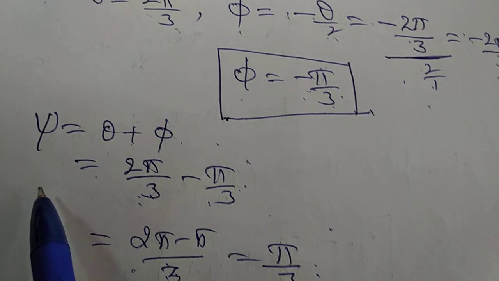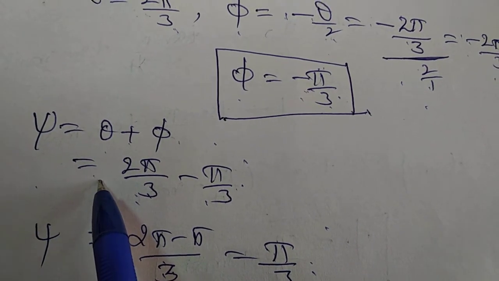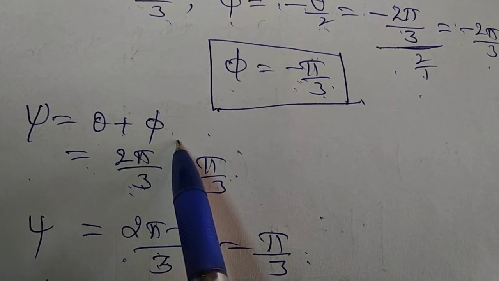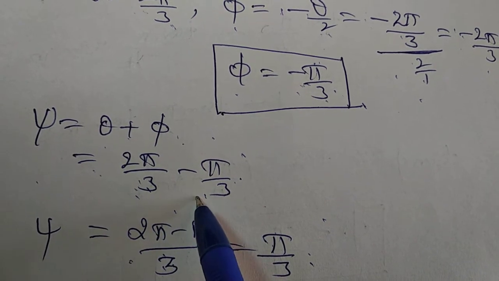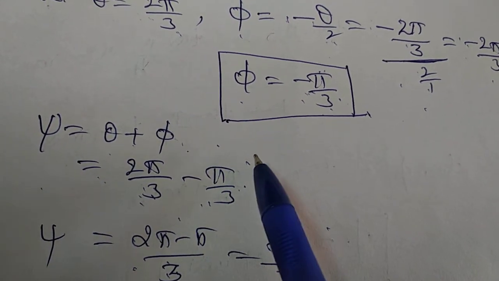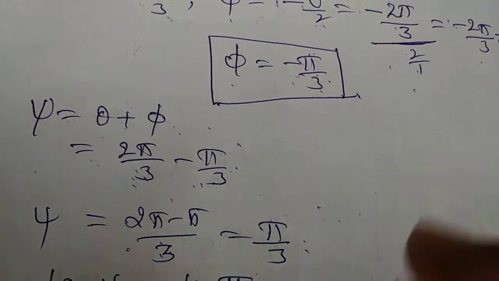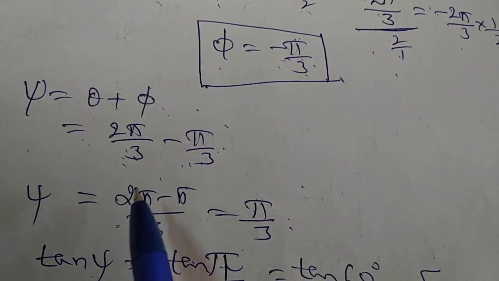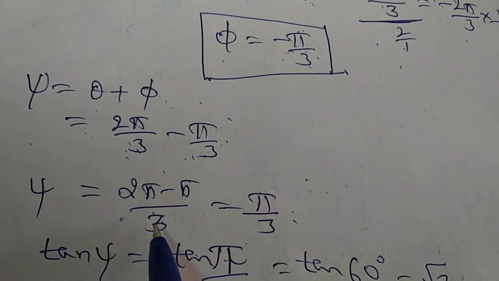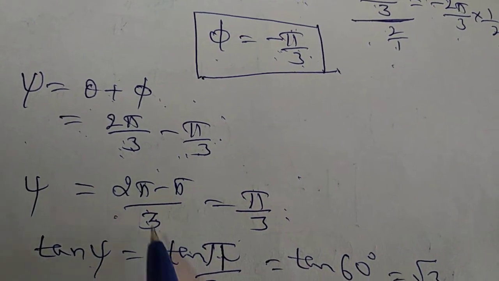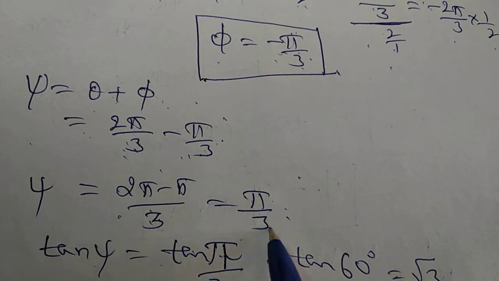So we know that psi is equal to what? Theta plus psi. What is theta? 2 pi by 3 minus pi is equal to what? So minus pi by 3. So now we have to simplify. We take LCM. What is the LCM? 3 is the LCM. So 2 pi minus pi. So 2 pi minus pi is pi by 3.